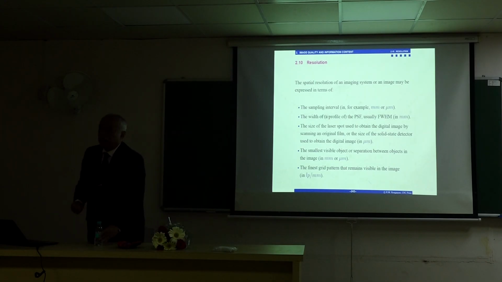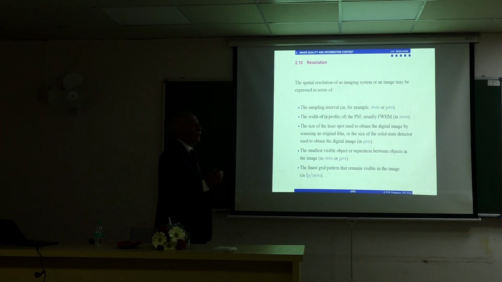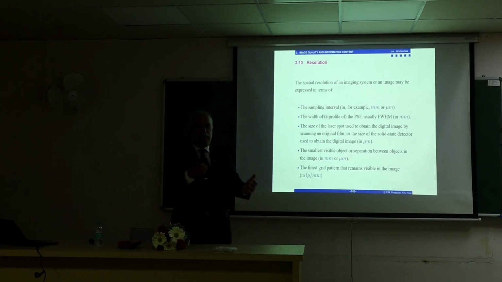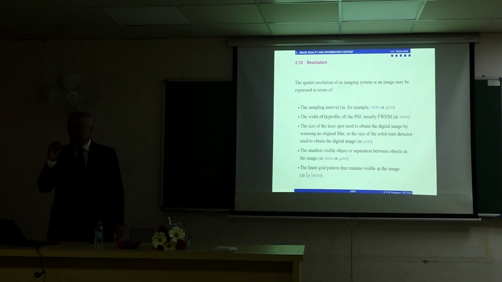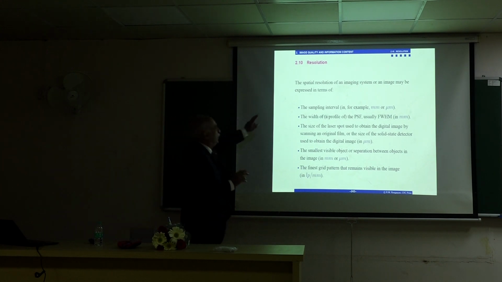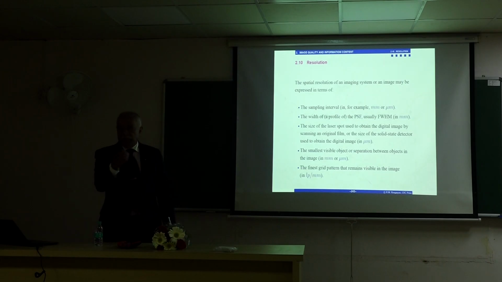So I've been talking about resolution, pixel size and number of pixels, 64 by 64, 256, or 1000 by 1000. But resolution is expressed or could be expressed in many different forms. The sampling interval, in millimeters or micrometers, what is the size of a pixel? It could also be sampling interval in terms of your detector, CCD, what is the size of each CCD and what is the spacing between them.